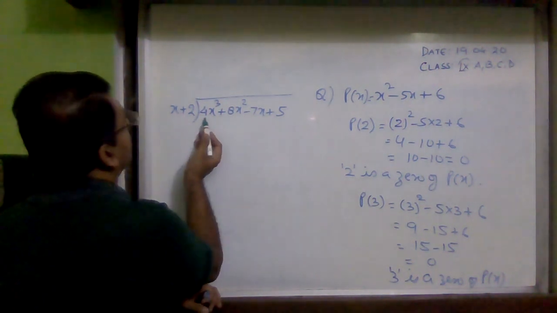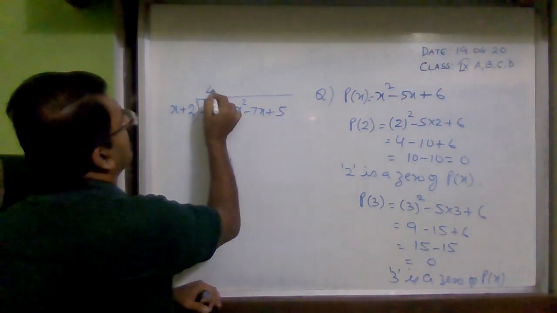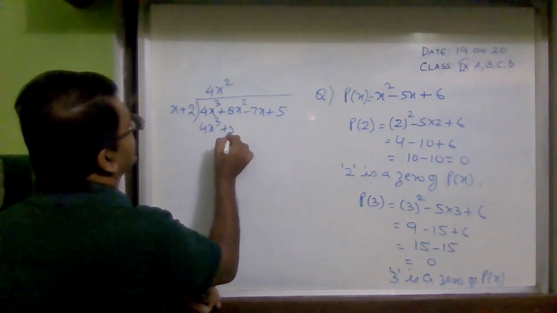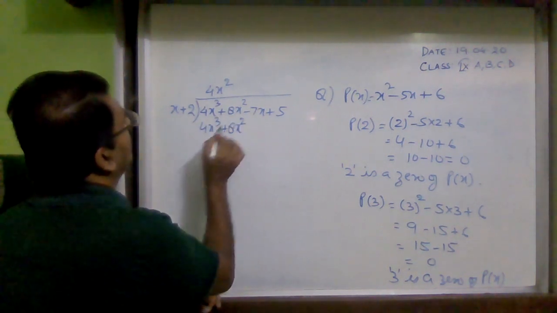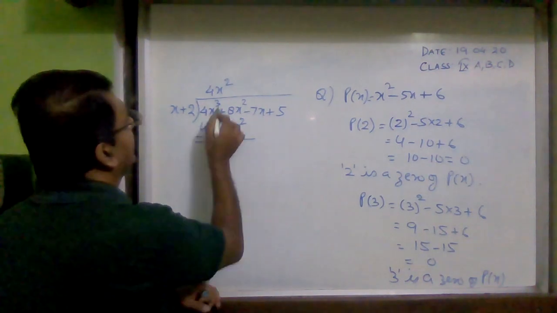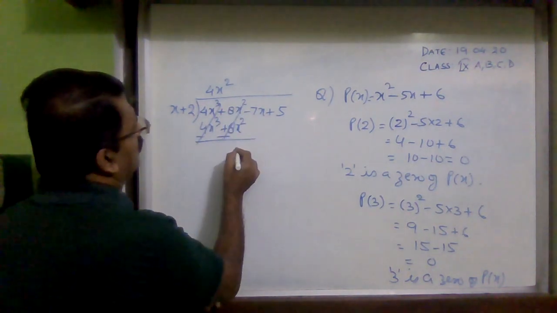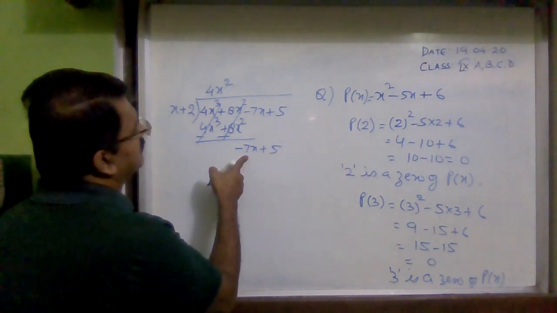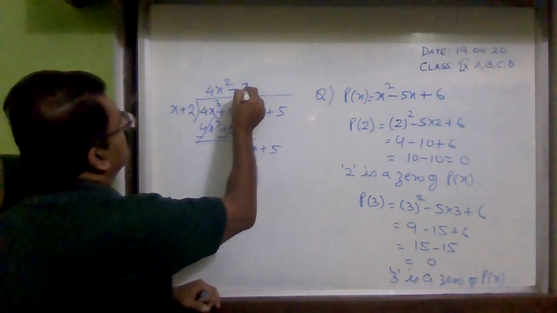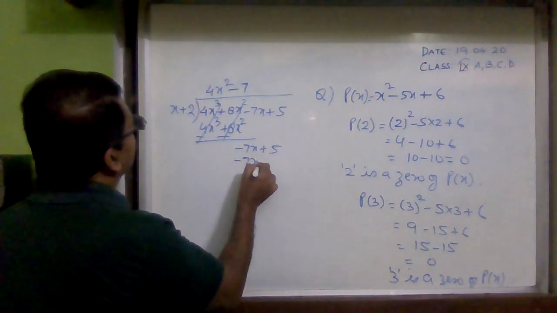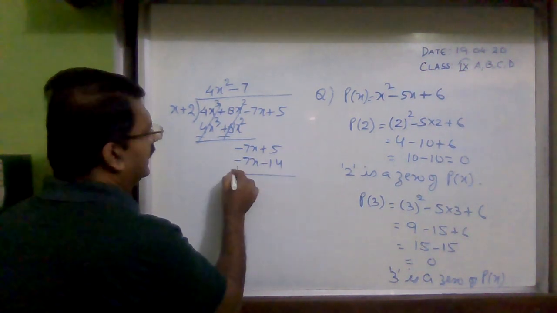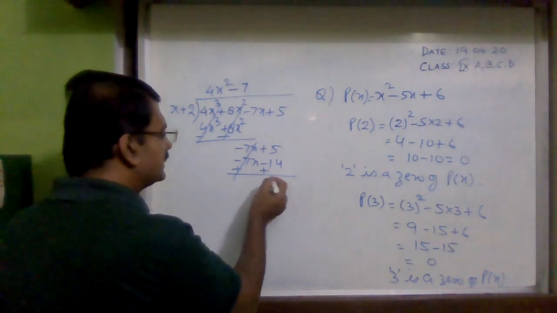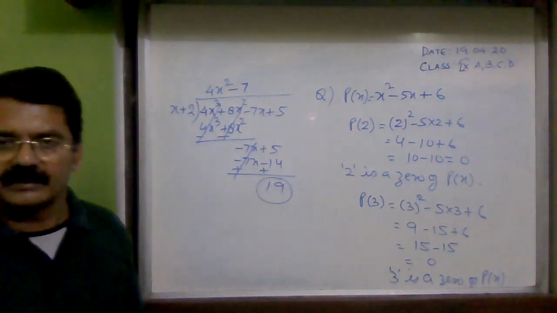First of all, it is 4x cube and here it is only x, so you multiply it by 4x square. So it is 4x cube plus 8x square. Now sign change. Now minus 7x plus 5. It is 7x here, it is minus 7x, so multiplied by minus 7. Minus 7x minus 14. Once again change the sign and you will get 19 here. So you can see 19 is the remainder.